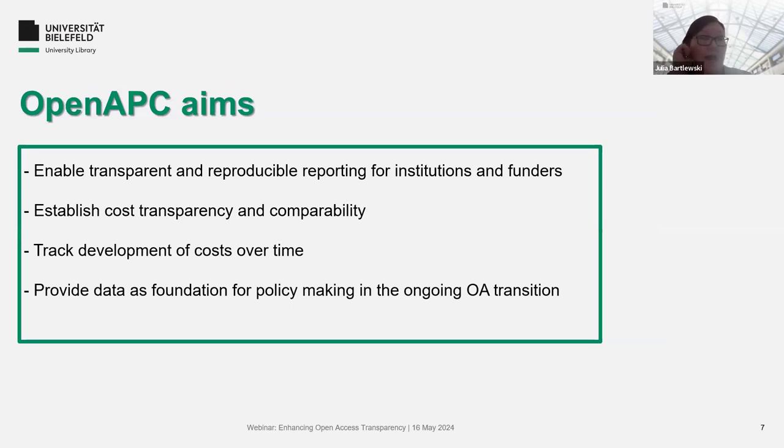So what are our aims and principles in OpenAPC? Our aims in general are to establish cost transparency and also comparability, because as Leonidas already mentioned, if you want to do policies and make decisions within the open access transition framework, you need good data and numbers. And an important step to achieve this is by enabling transparent and also reproducible reporting for institutions and funders. Moreover, OpenAPC also wants to help to track development of costs over time.